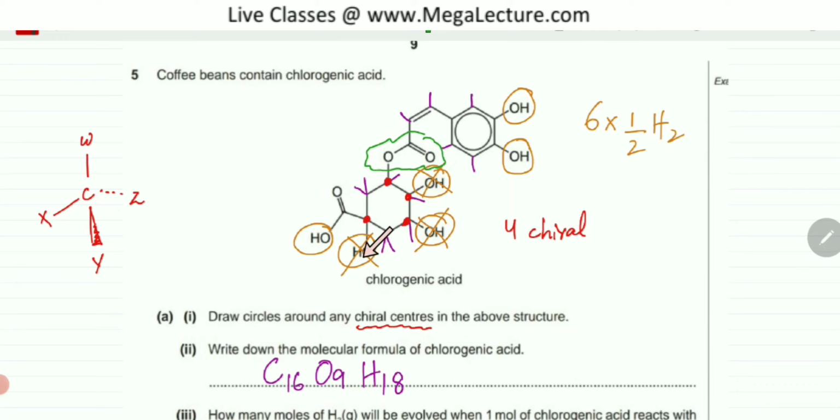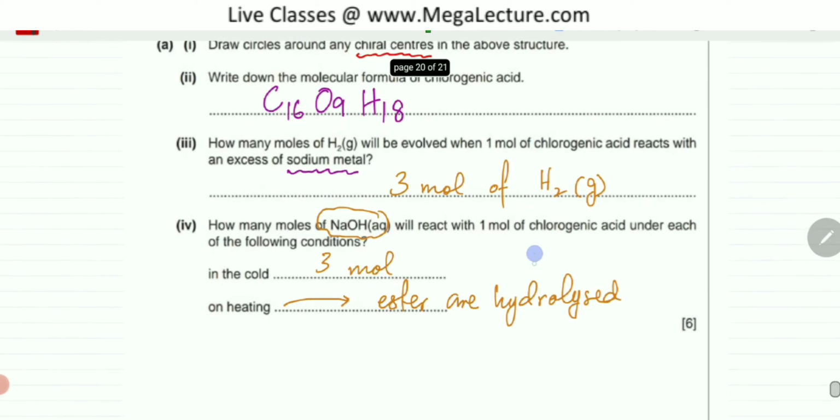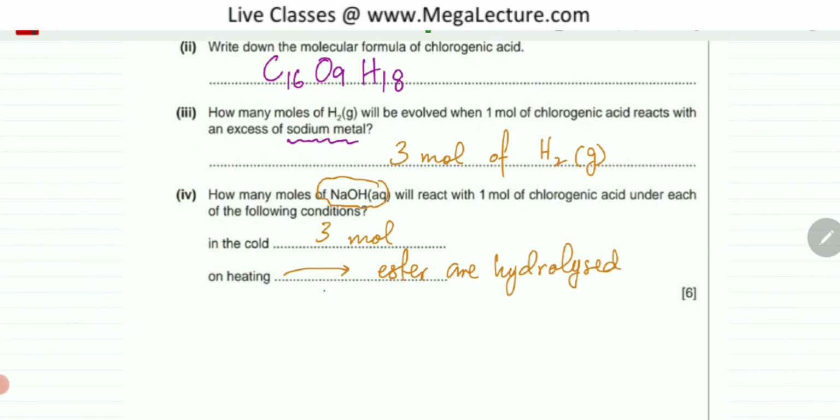So these groups would still react with hot NaOH, the 3 of them, but the 4th NaOH would actually go and break this ester link. There's an ester link which is joining these 2 groups together. So this ester link is going to get hydrolyzed, so it's going to break in the middle. So esters are hydrolyzed, so a 4th mole of NaOH would be needed to hydrolyze the ester.